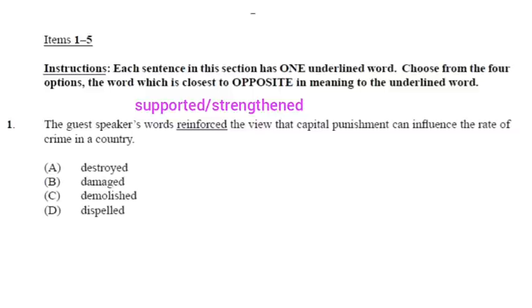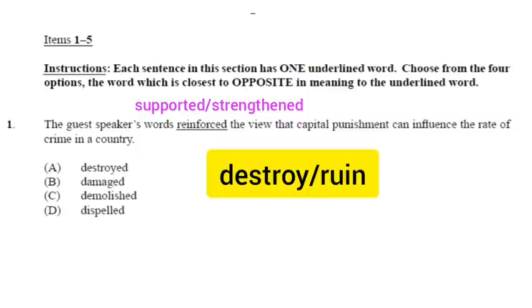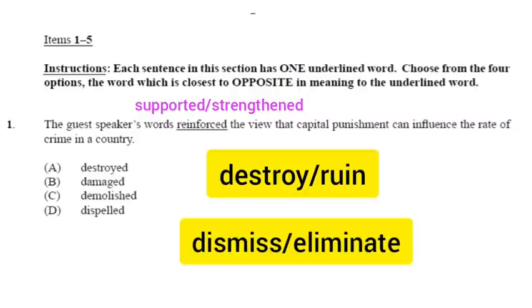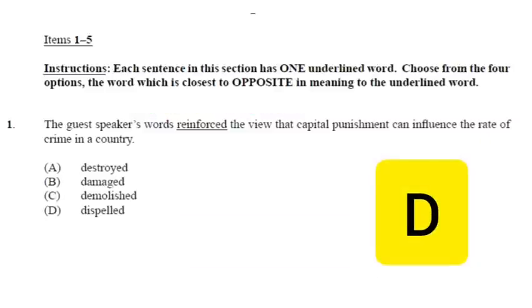The answer options are A. Destroyed, B. Damaged, C. Demolished, and D. Dispelled. Options A, B, and C, those words, they mean the same thing. They all mean to destroy or to ruin. The word dispelled, however, means to dismiss or to eliminate. So, in the sentence, if you do not reinforce the view, then you dismiss it. So the answer is D, dispelled.